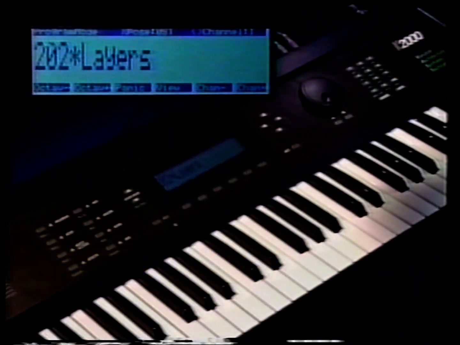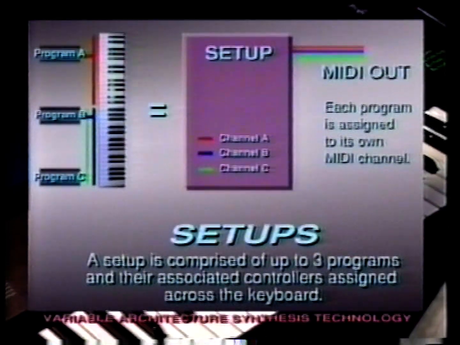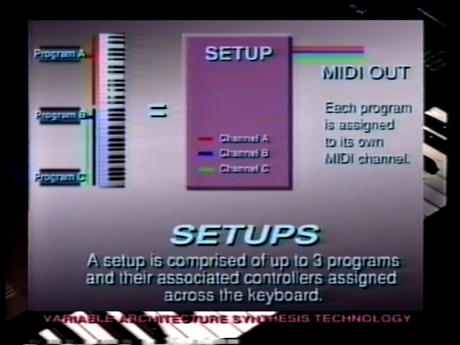Setup mode is perhaps the most powerful mode found on the K2000 because of the thousands of combinations and possibilities. Before we move on to look at setup mode, let's define what a setup is. A setup is a MIDI transmission configuration which allows the local keyboard to play 3 MIDI channels at the same time. These 3 MIDI zones can play a different program, and zones can overlap.